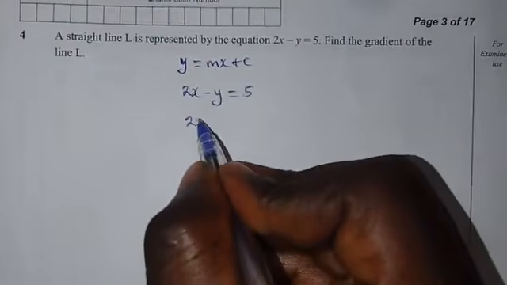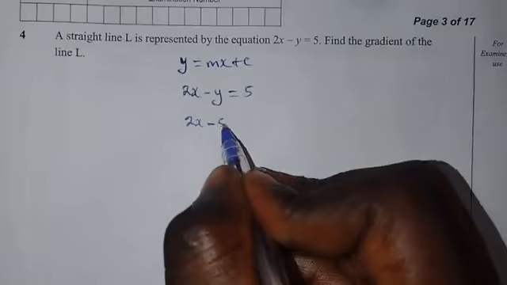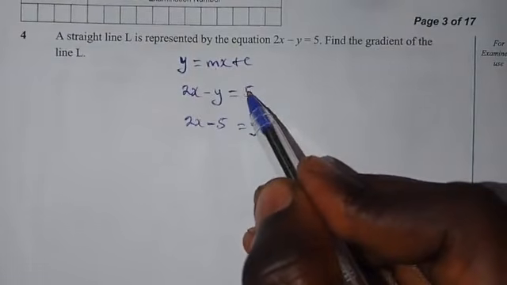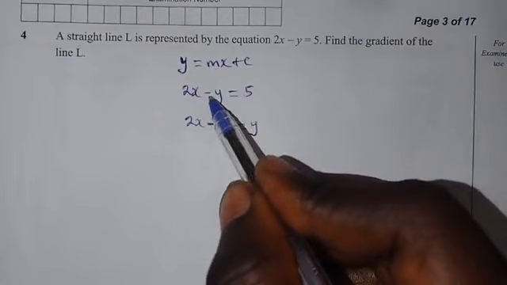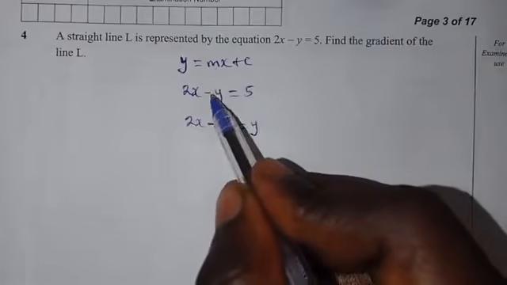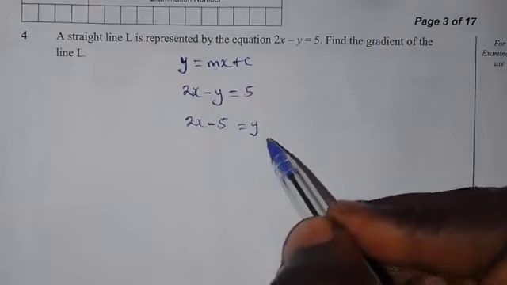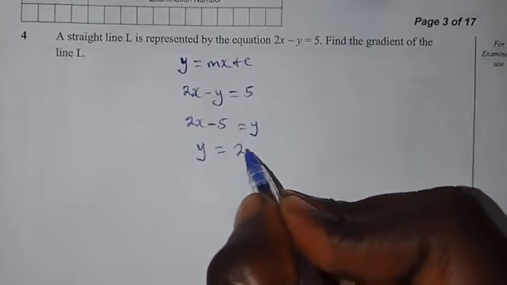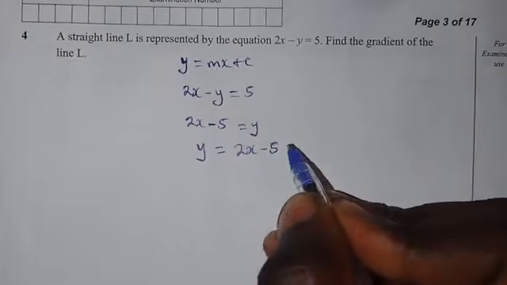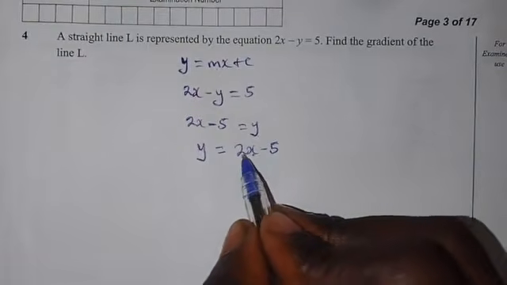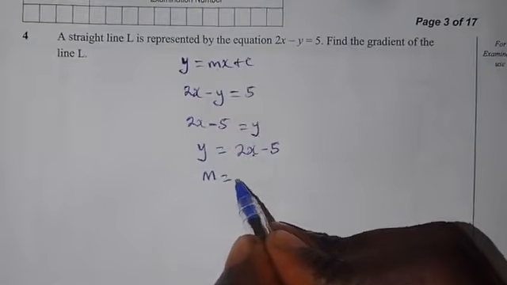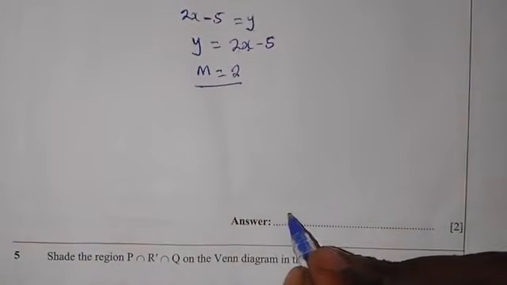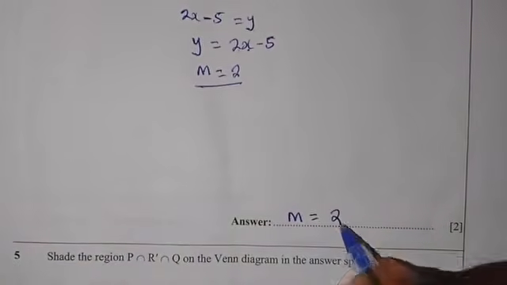So we have 2x minus y is equal to 5. So we can say 2x minus 5 is equal to y. So the positive 5 has gone to the left hand side. It has become a negative 5. The negative y has gone to the right hand side. It has become a positive. So in other words, we are saying y is equal to 2x minus 5. So what is the coefficient of x here? It's a 2. So this means that gradient is equal to 2. Okay. So here, gradient, which is m, is equal to 2.